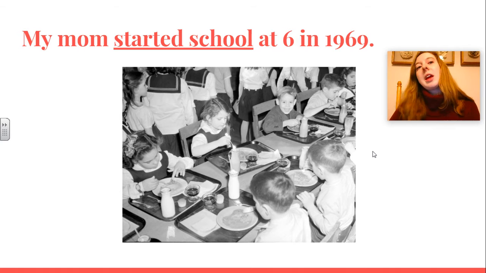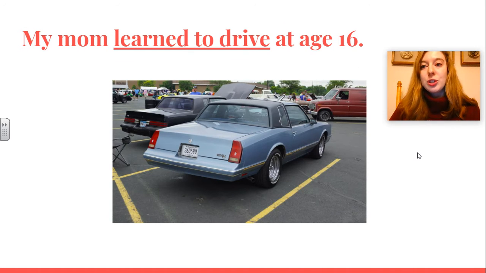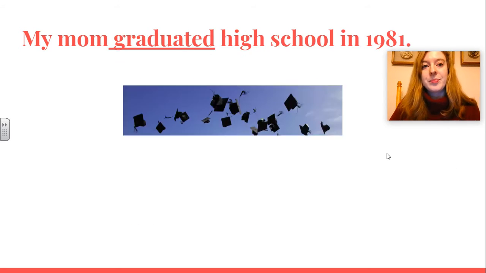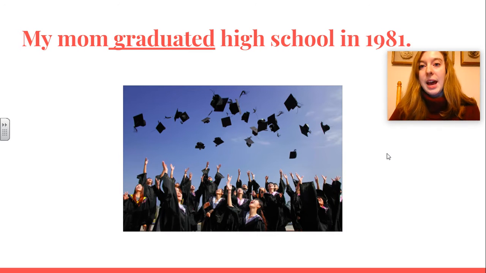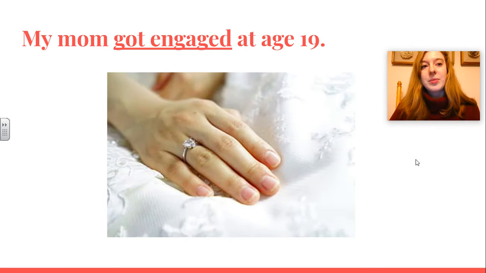This is my next one. My mom started school at 6 in 1969. My mom learned to drive at age 16. So here we just added ed to learn to make it the past. My mom graduated high school in 1981. So ed makes it past. My mom got engaged at age 19. So here, get in the past becomes got. So my mom got engaged at age 19.